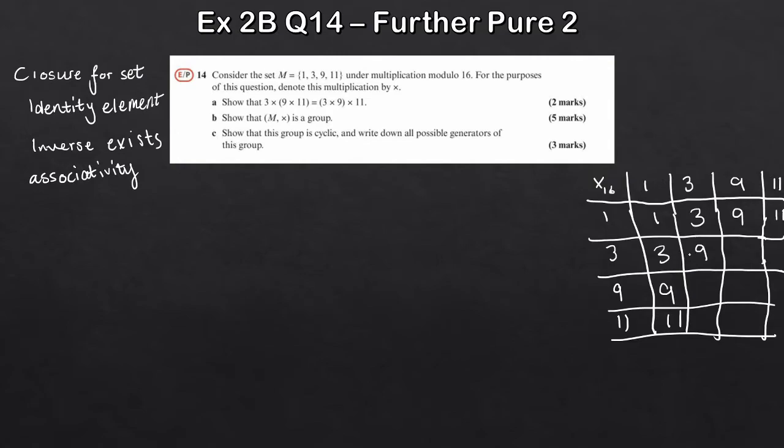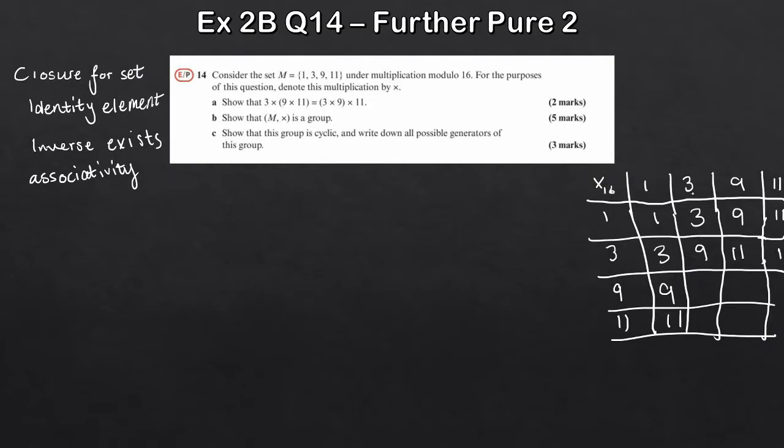3 times 9, 27 mod 16, so that would just be 11. And like we just did with the previous question, if this is a group under multiplication mod 16, what we'd hope is that each element here will give me another element, because what that will prove is that the closure exists under this multiplication modulo 16. And then 3 times 11, 33 mod 16, so that will give me 1 there.